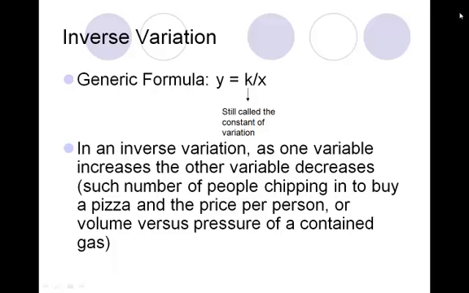In inverse variation, the formula is y equals k divided by x. K is still called the constant of variation. It's still a constant number that we're going to find and then use for that problem. And in inverse variation, one variable is increasing while the other one is decreasing. If we were going to have a bunch of people chip in to buy pizzas, the more people that you have to chip in, the less the cost for each person. So that's an inverse variation. As the number of people increases, the less the price for each person.